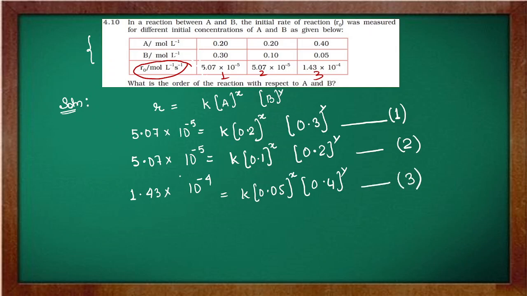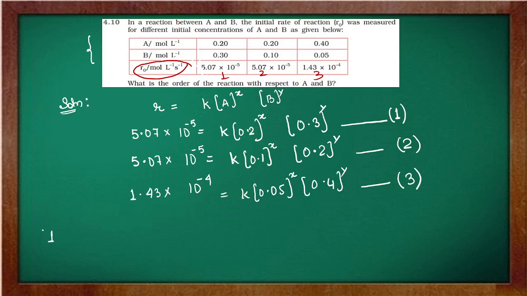Now how do we have to solve? We have to solve them in such a way that one of the powers gets cancelled out. Which one will get cancelled out, that we have to check and determine from the given values. Now let us see how we can do it. So let us divide equation 1 by 2.